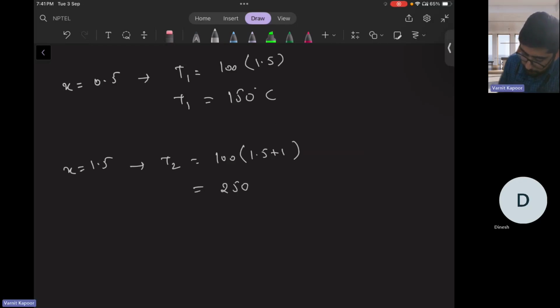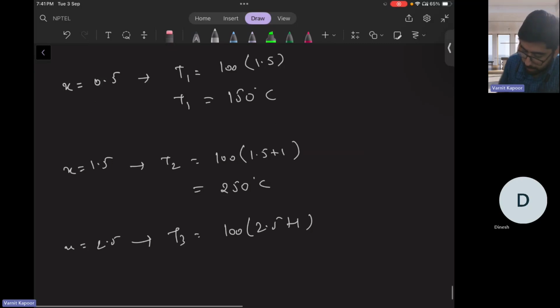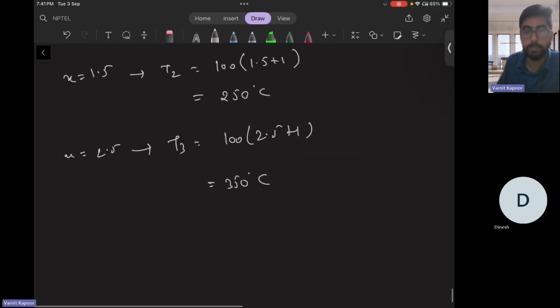So T2 will be 100 into (1.5 plus 1). That is 250 degrees Celsius. And at x is equal to 2.5, T3 will be 100 into (2.5 plus 1). That is 350 degrees Celsius. All the values are matching with the analytical solution. I hope it is clear. Is it clear, Dinesh? Or any doubts? Is it clear? Okay. Yes. Okay. All right.